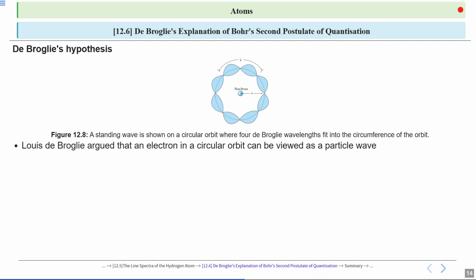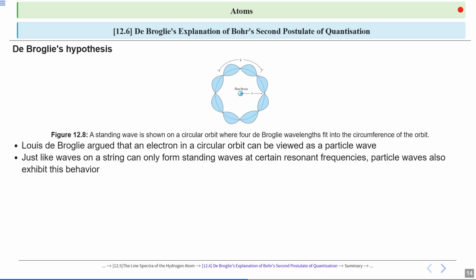Louis de Broglie argued that we can think of an electron in a circular orbit as both a particle and a wave. This means the electron's wave must fit exactly into the orbit, just like the standing wave in the diagram. If the wave doesn't fit, it cancels itself out, so only certain orbits are possible. This wave-particle duality is a big step in understanding atomic structure.